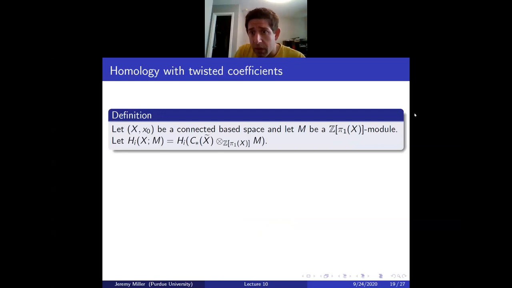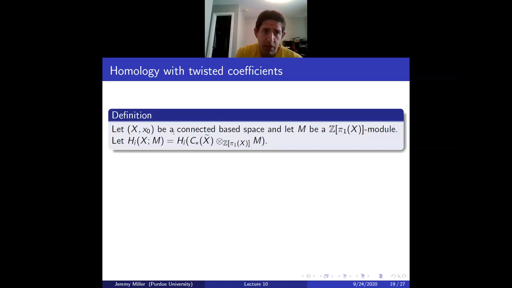Okay, so now we can define homology with twisted coefficients. Let M be a Z[π1(X)] module, equivalently a bundle of abelian groups. Again, we'll assume everything's connected and depend on a base point because I'm being lazy, but you can work a little bit harder and come up with a definition that's just functorial in spaces, not based spaces.